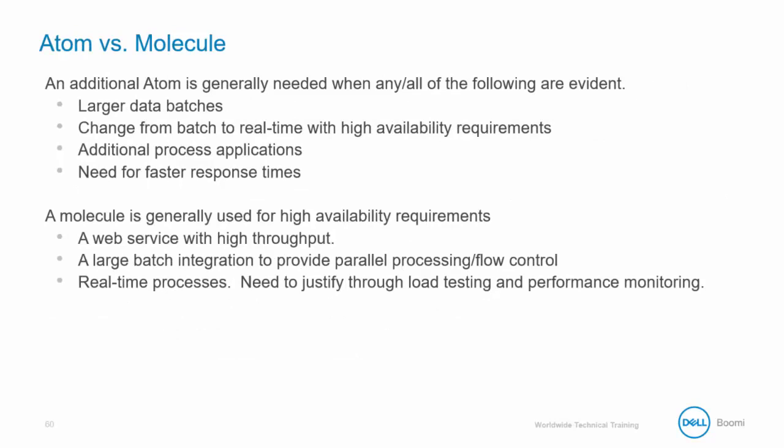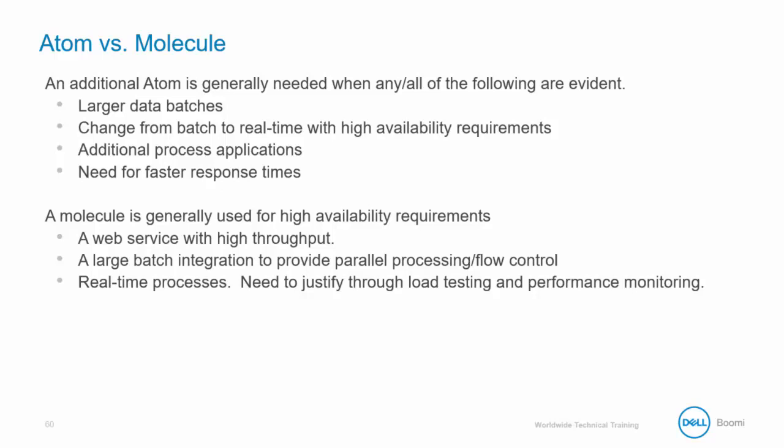An additional atom is generally needed when any of the following are evident. When you are dealing with larger data batches, whenever there is a change from batch to real time with high availability requirements, when you have additional process applications, and when you require faster response times from your processes.